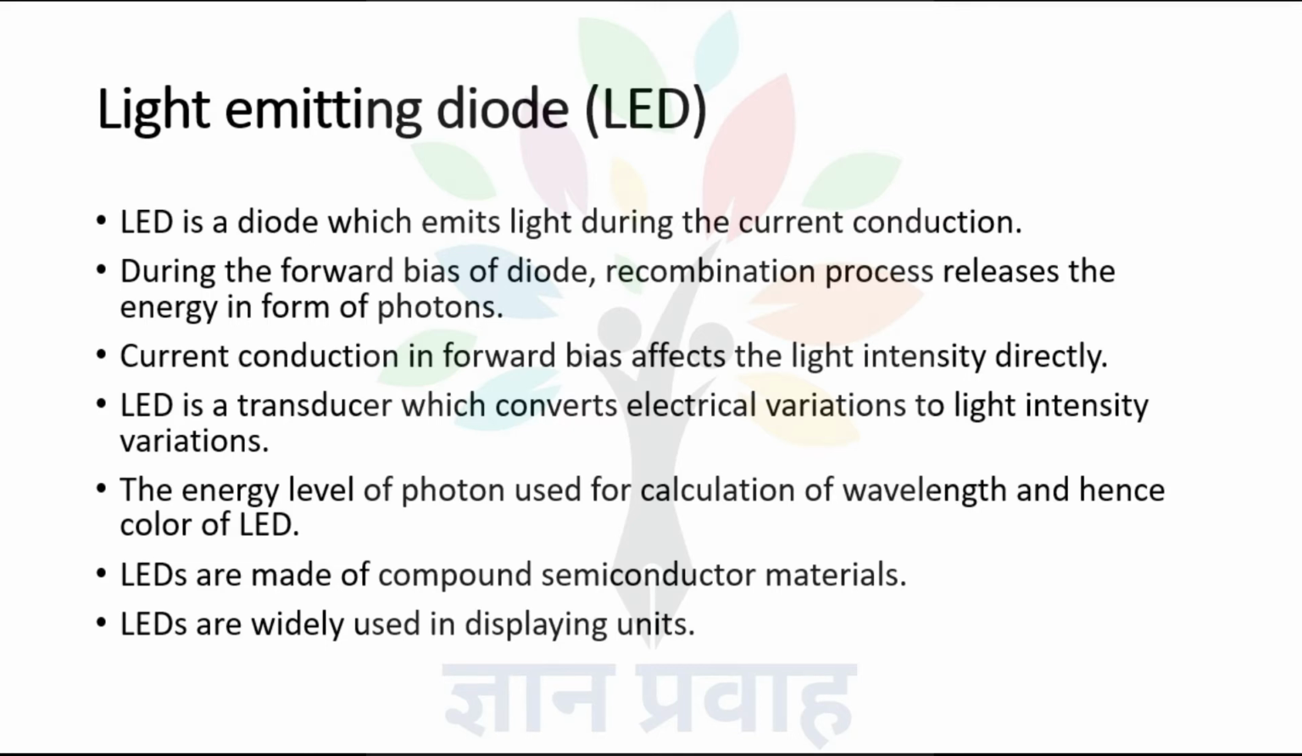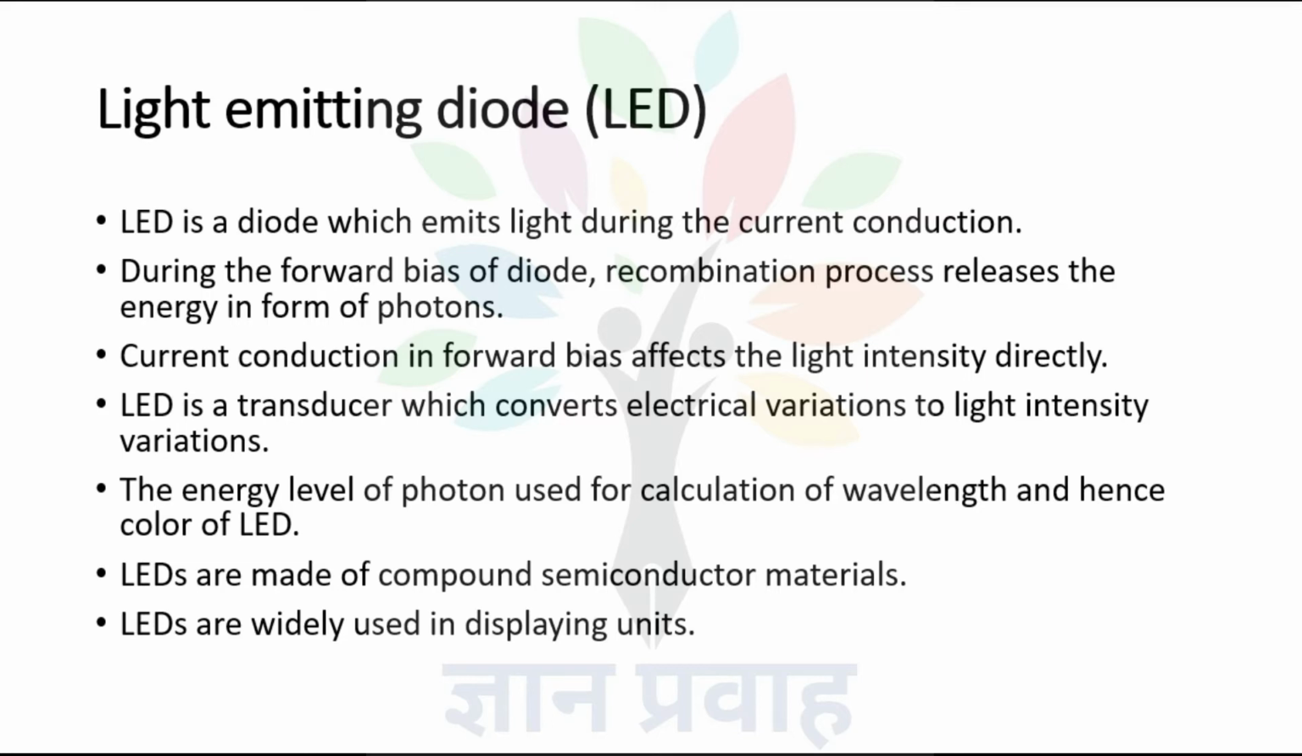In the forward bias region of the PN junction diode, a recombination process is there in the depletion region, and this recombination process releases energy in the form of photons. The wavelength of the photon depends on the type of material used for making the PN junction diode. So LED is a transducer which converts electrical energy into light energy. And LEDs are widely used for displaying units.